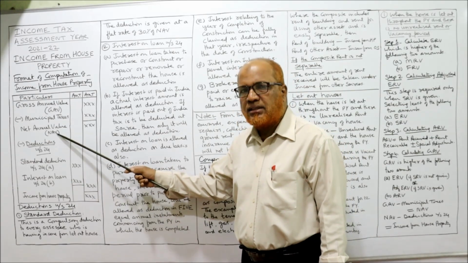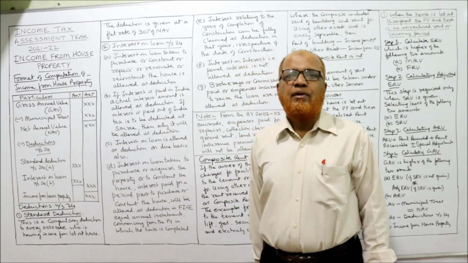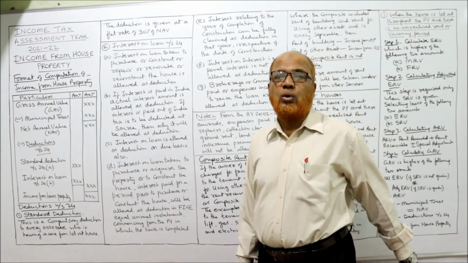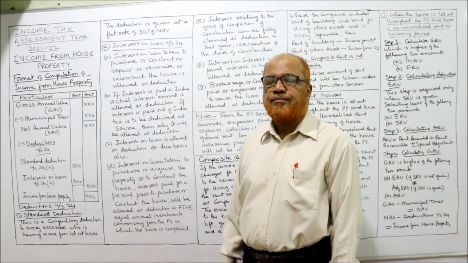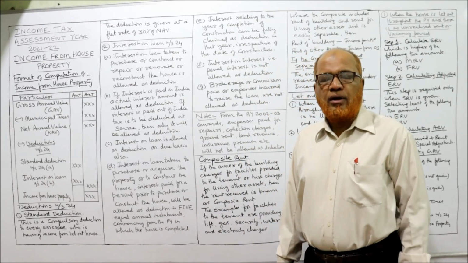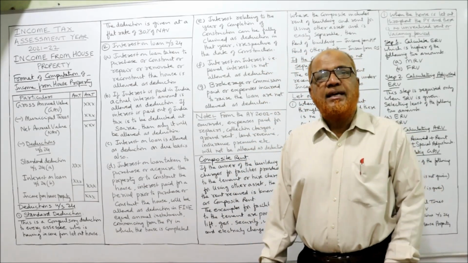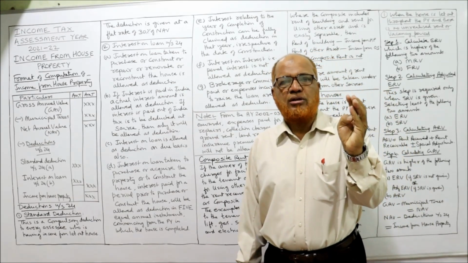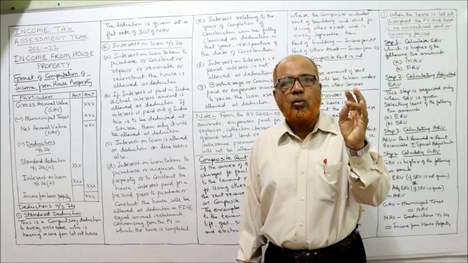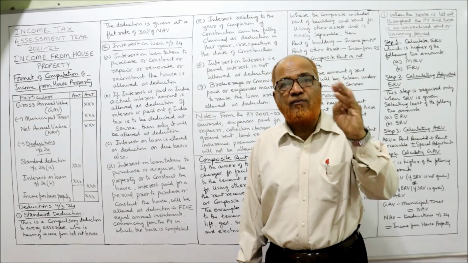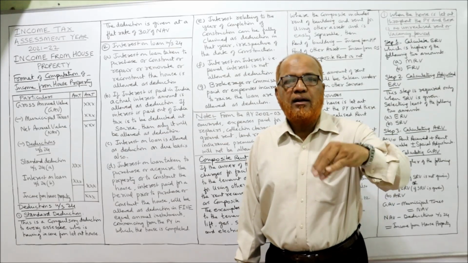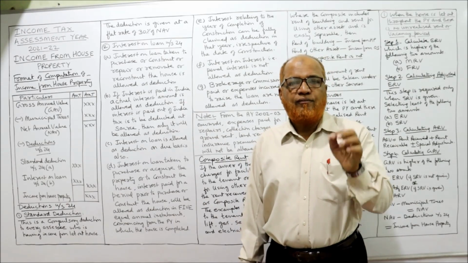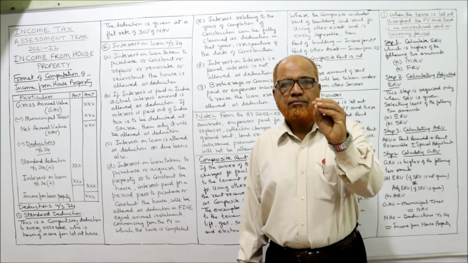Whatever NAV you get, 30% of this NAV will be allowed as standard deduction. Next comes interest on loan. This is the second deduction. If an owner of the house has taken a loan for the purpose of purchasing, construction, repairing, renovation and reconstruction of the house, then interest paid on that loan will be allowed as deduction. Not every loan. The loan is taken for 5 purposes.